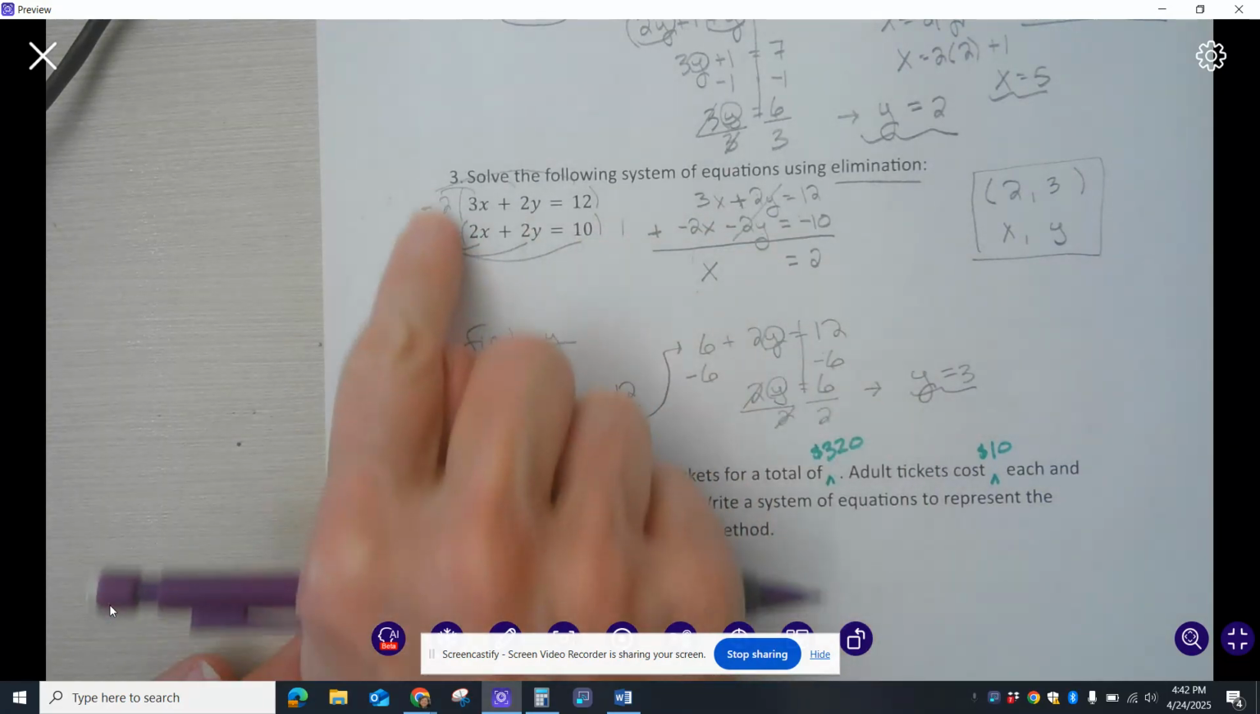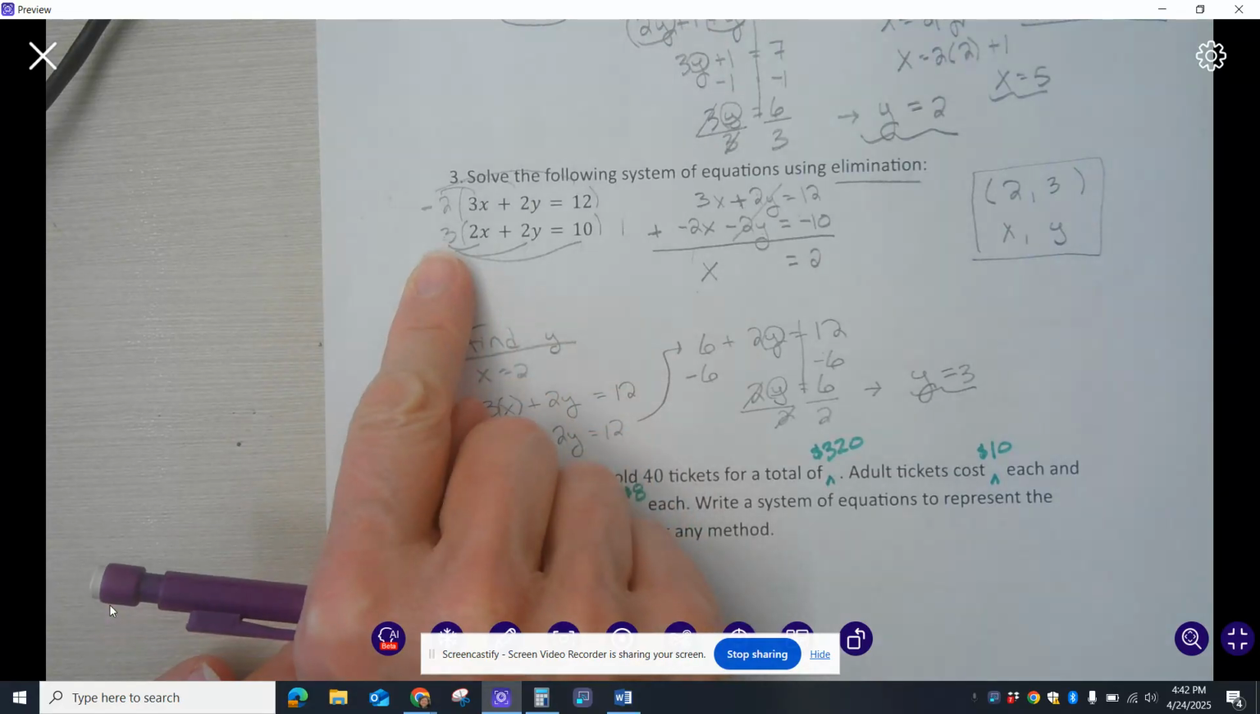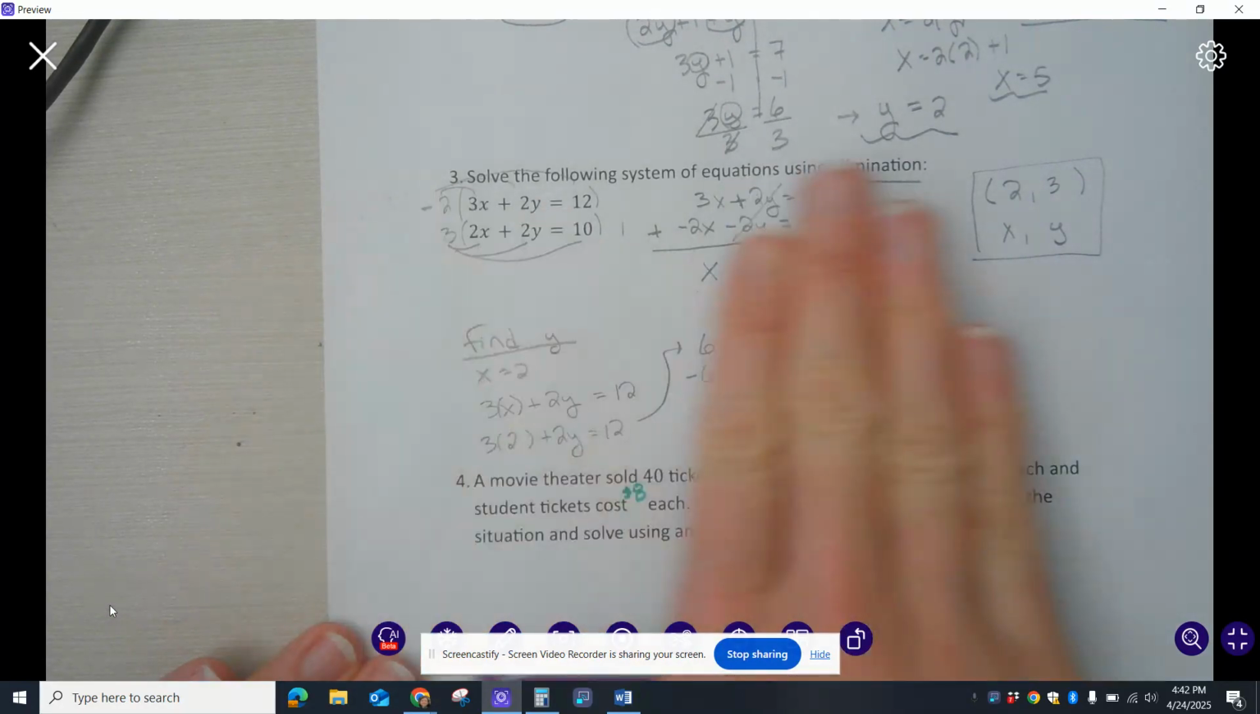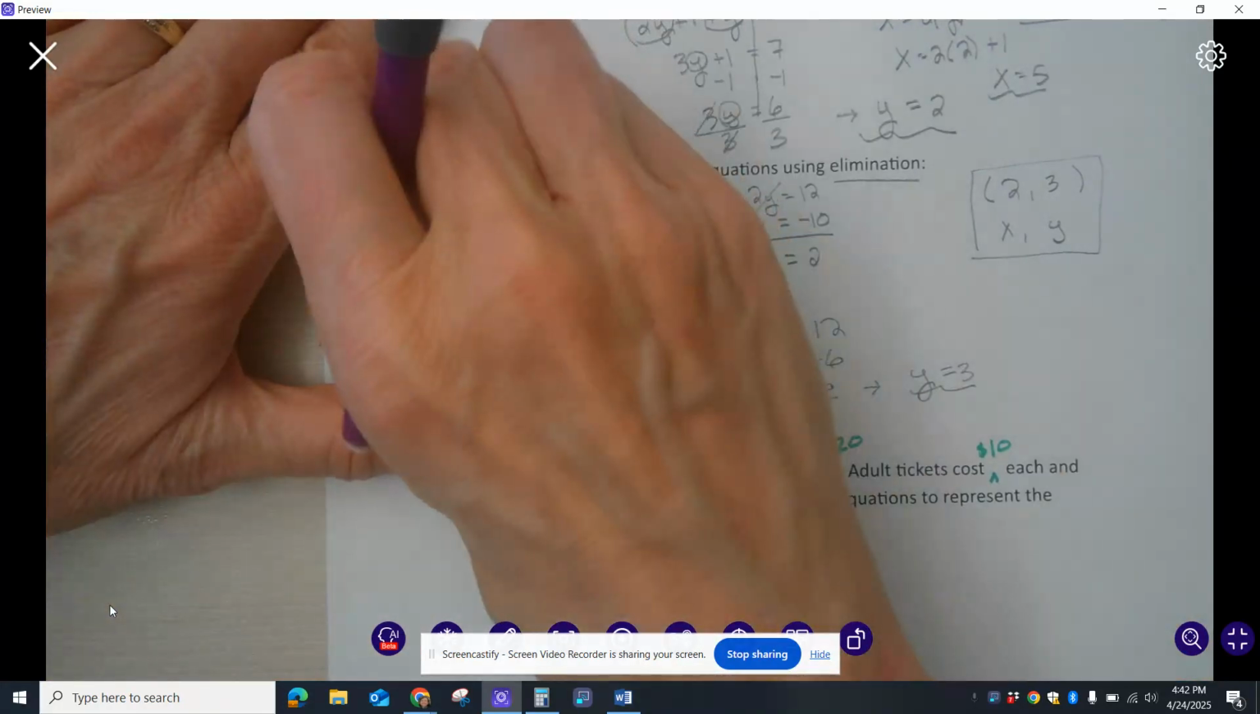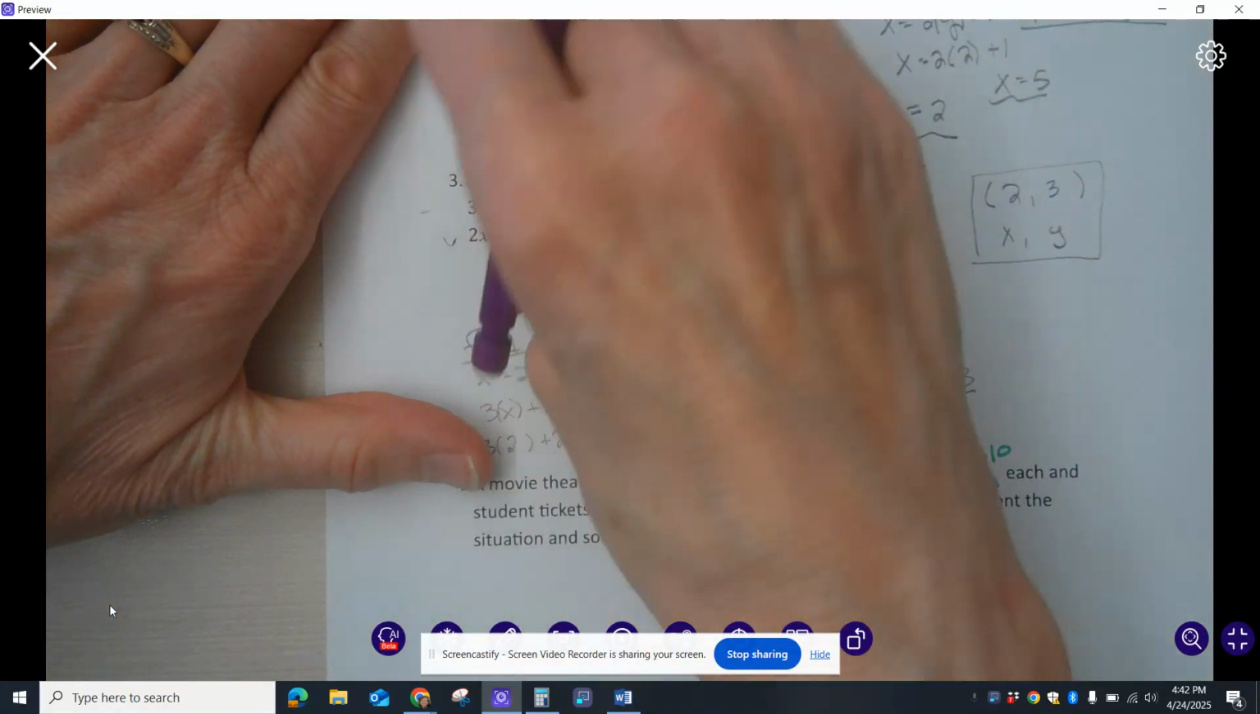That method, if that's the one you like and you choose, will work. You'll get the same answers. The work will look different. But if you choose to use that method, go for it.